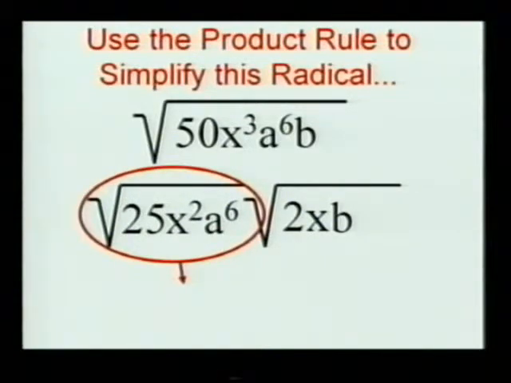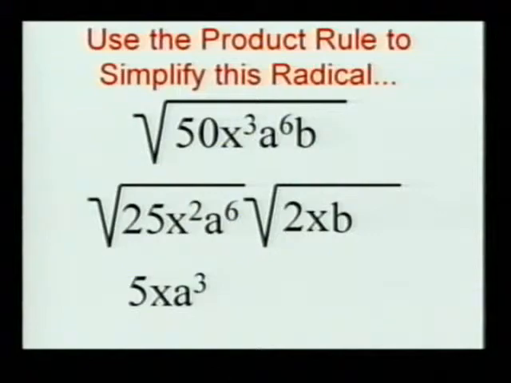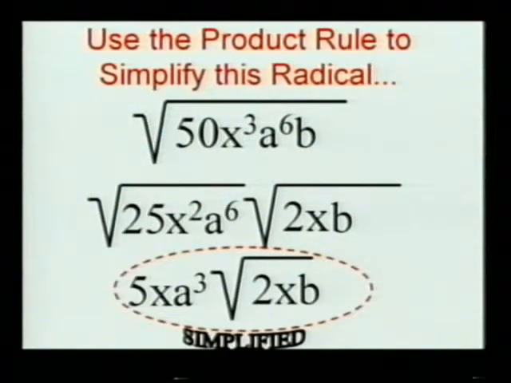Mother lode. We can do the good guys. Let's see, the square root of 25, x squared, a to the 6th is all set up. There it is, 5x, a to the 3rd. And the scum, we can't do anything with. Excellent. And that's how you do it.